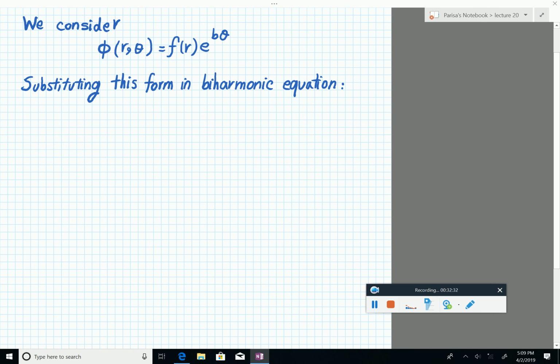of course, this e to the power of b theta kind of stays, and then you have a polynomial. So let me write it down.